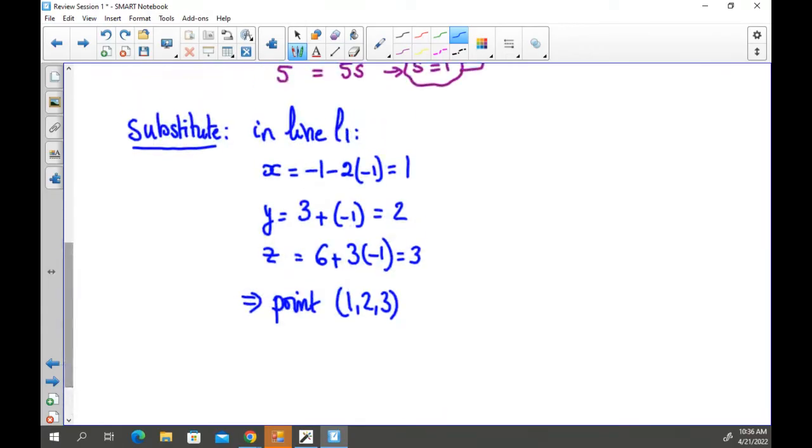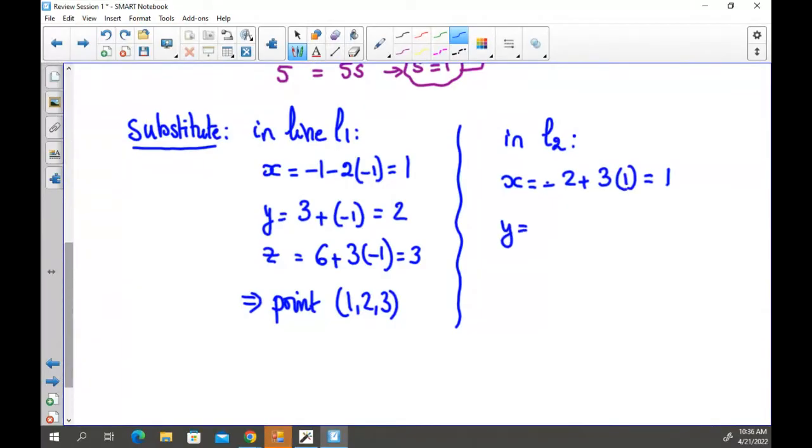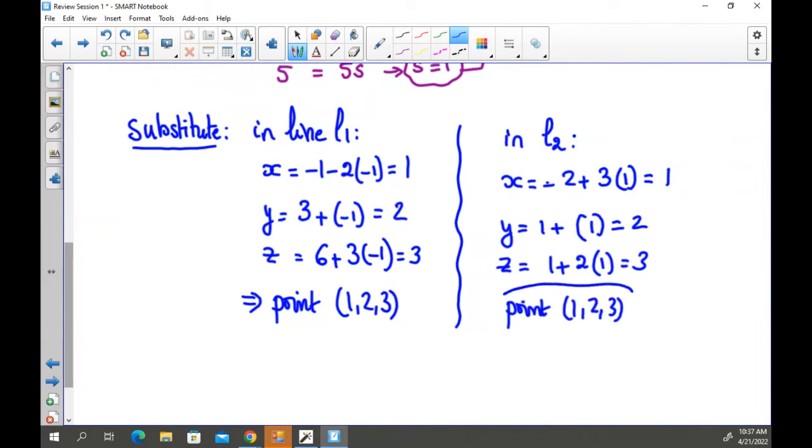And then we substitute in L2. X will be minus 2 plus 3s, which is 1. So I get 1. Y is 1 plus s, which is 1. So I'm getting 2. And z is 1 plus 2s, which is 1. So I'm getting exactly also the point 1, 2, 3.